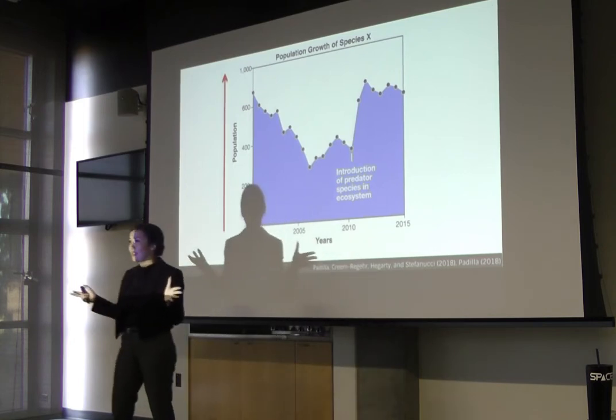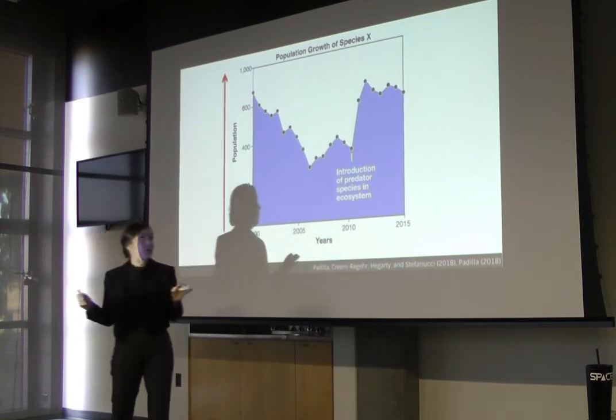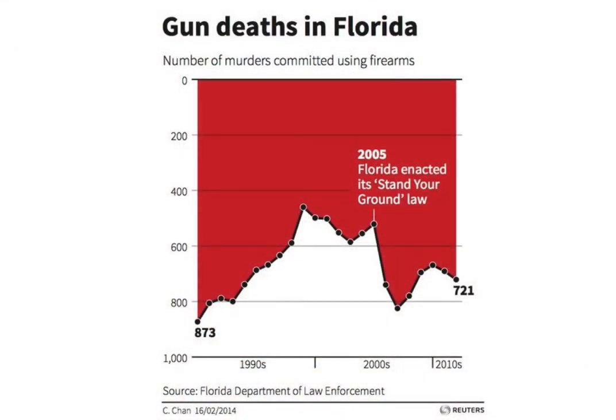No one would ever visualize their data this way. Oh, yes, they do. Here is a figure that is illustrating gun deaths in Florida, and when in 2005 Florida enacted the Stand Your Ground law. This was a real figure produced by a woman who works at Reuters that was released to the general public. Why did she visualize her data this way? What was she trying to make you think?